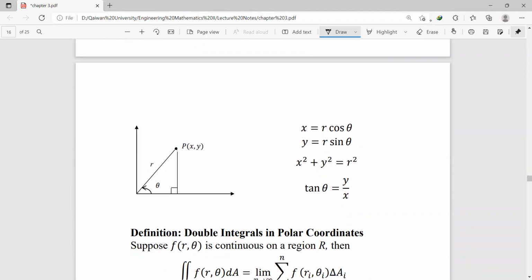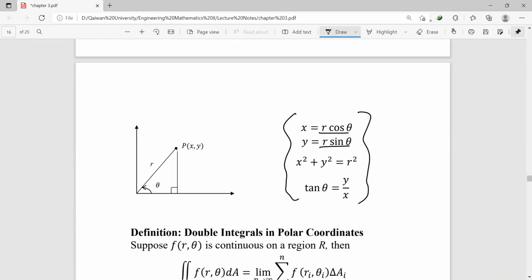We now have double integrals in polar coordinates. In polar coordinates, we should know these formulas. It's the relation between Cartesian and polar coordinates. We say x is r cosine theta, y is r sine theta.